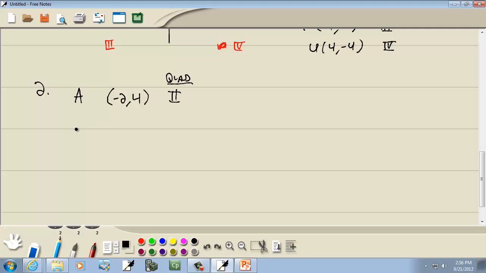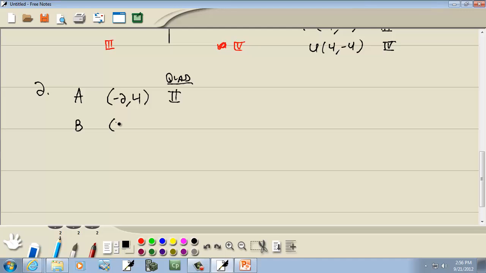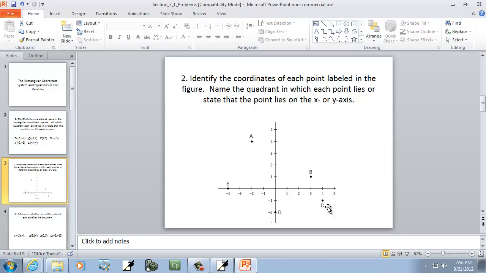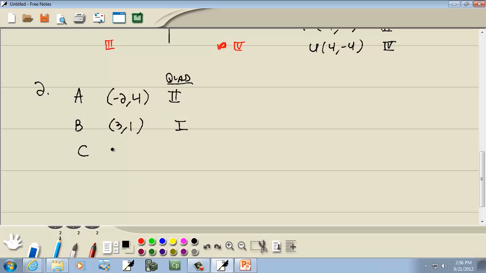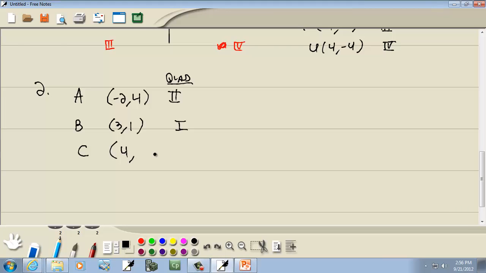Now B. If I go straight down from there, that gives me my x value. So it tells us x is 3, and if I go straight over to here, it gives us the y value, which is 1. So this would be 3, 1. And that falls in quadrant 1. Now C is down here. And if I go over here, C is 4. And if I go over here, it's -1. So it'll be 4, -1, which is in quadrant 4.